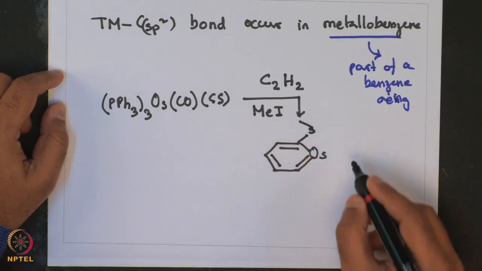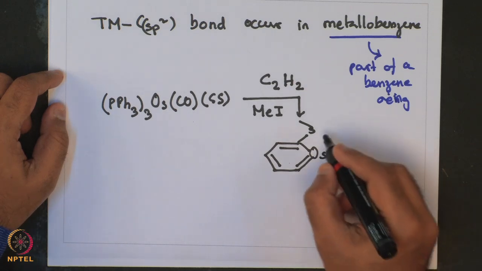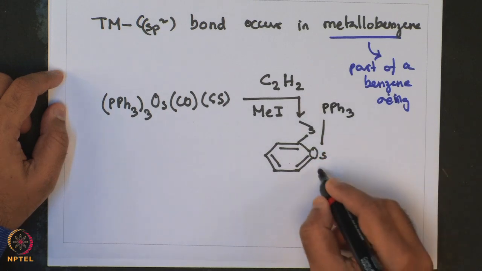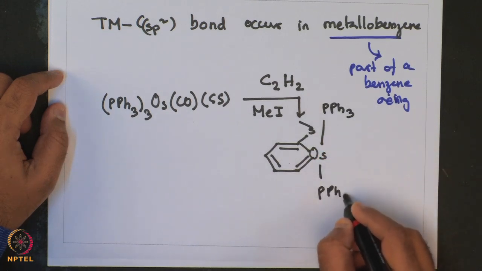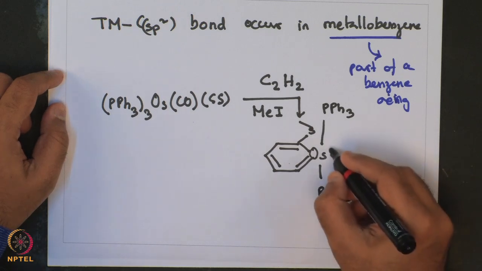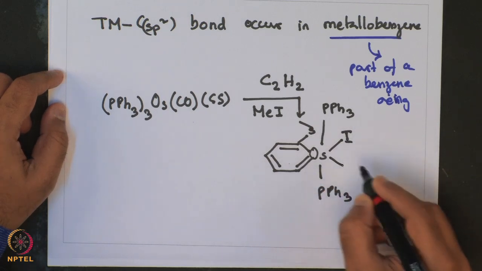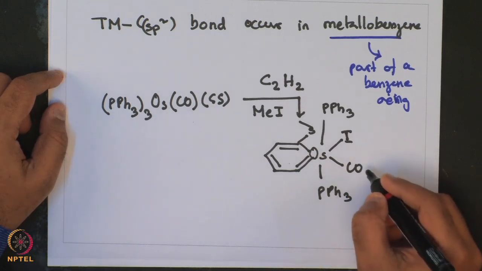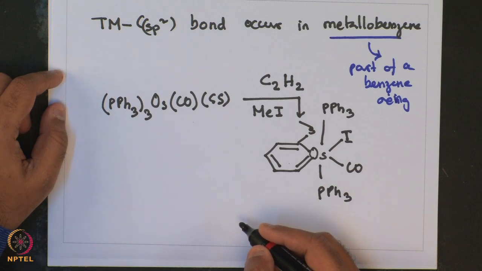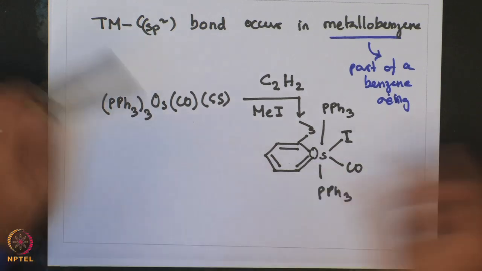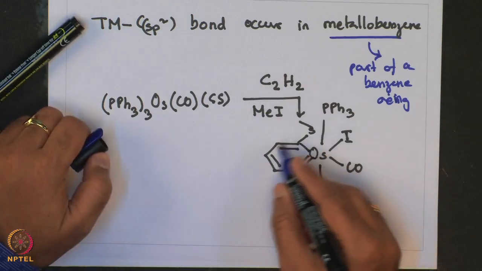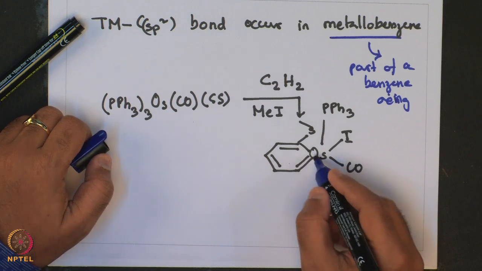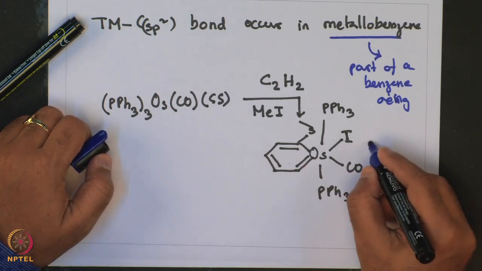having an SMe substituent with 2 PPh3, 1 CO and iodide ligands. So, this benzene with a metal, which is osmium, occupying a vertex of the benzene ring is called osmabenzene.